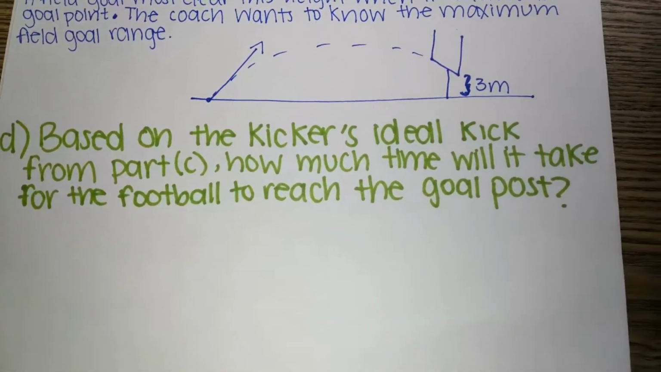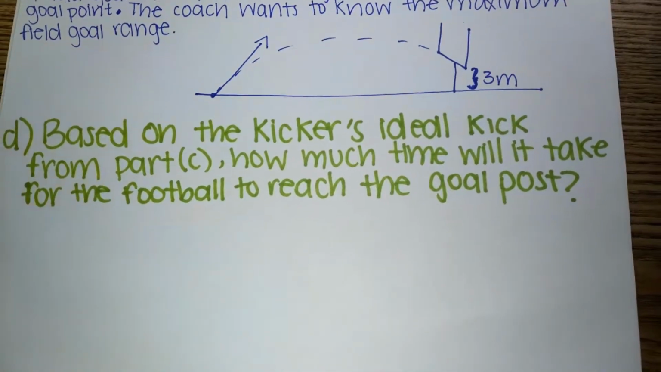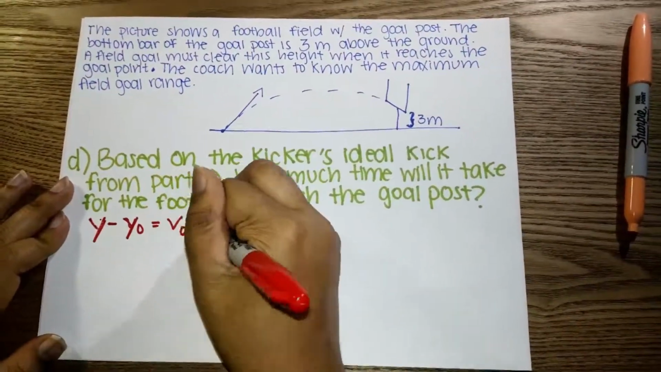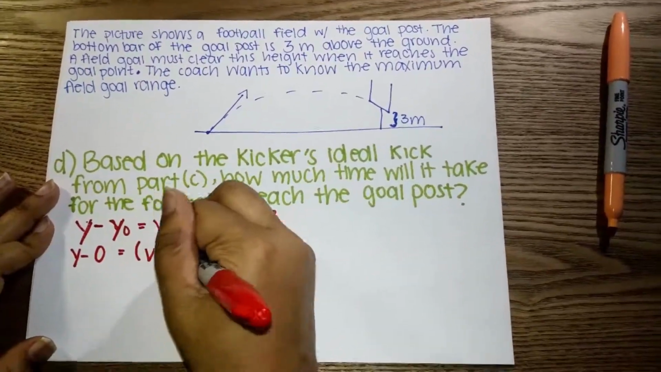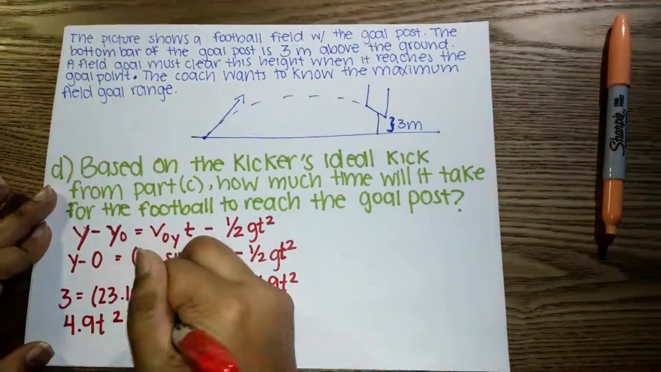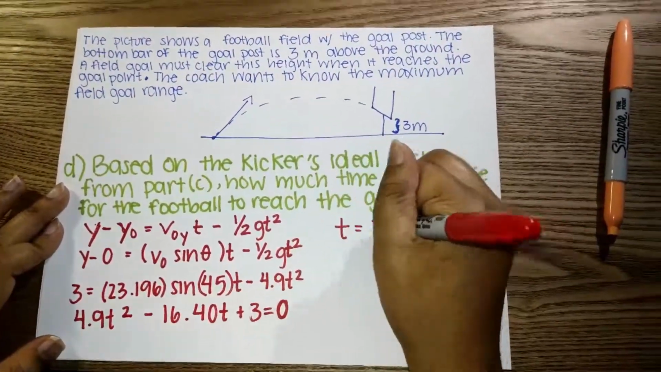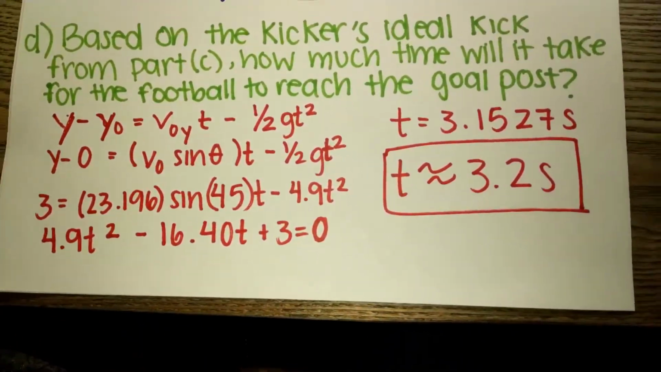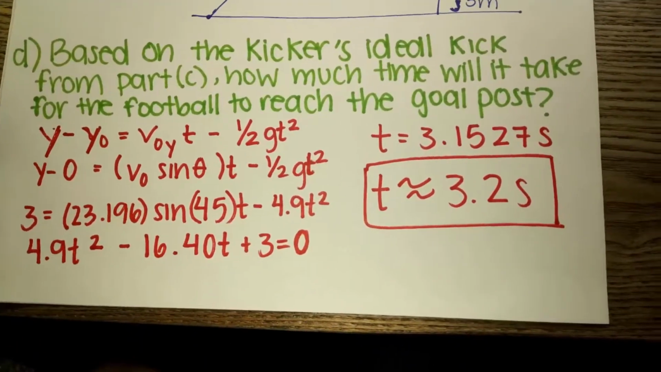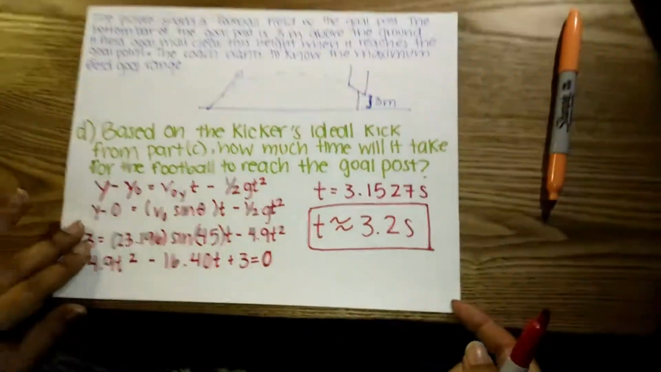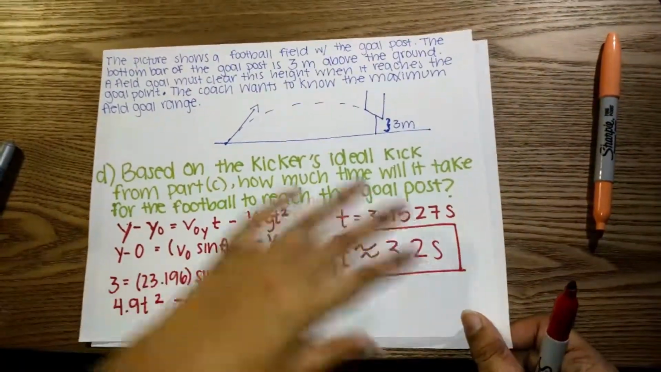Part D states, based on the kicker's ideal kick that you calculated in Part C, how much time will it take for the football to reach the goalpost? To do this problem, we will use a modified version of a UAM equation. We will use delta y equals velocity initial in the y direction times time minus 1/2 g t squared. Using all the numbers from before, we get this quadratic equation. To solve for time, simply plug the equation into a calculator and find the x-intercept. Doing this gets us t equals 3.2 seconds.